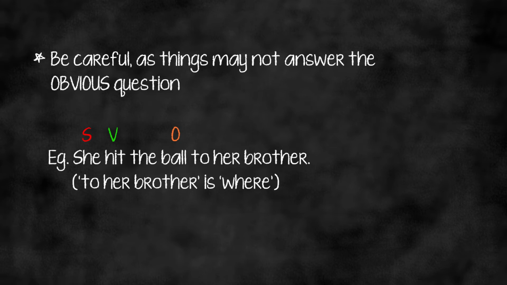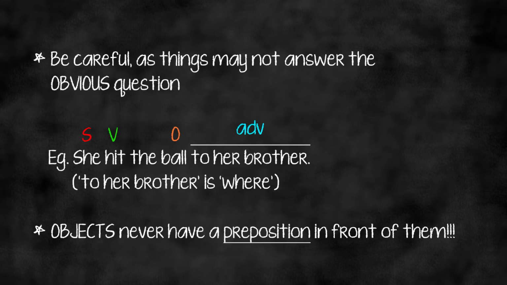She hit what? The ball. She hit where? To her brother. Not obvious. To her brother is an adverb. Later we will talk about adding to the verb. Objects never have a preposition in front of them.